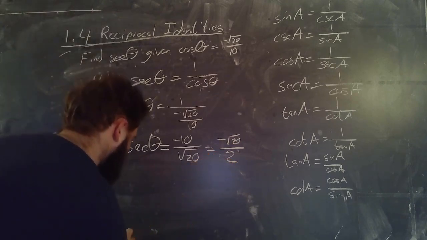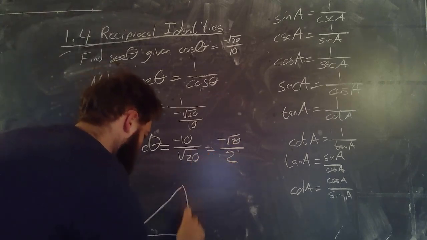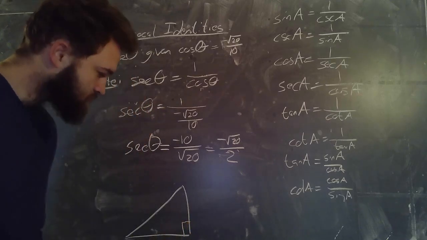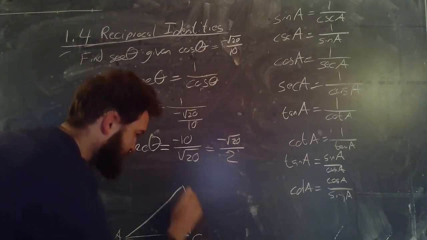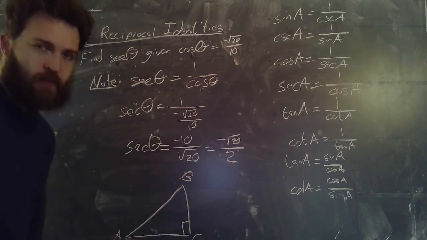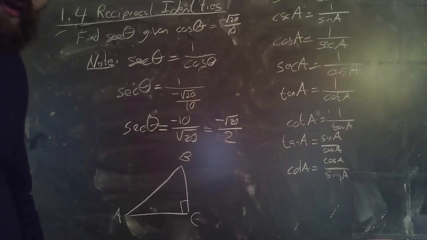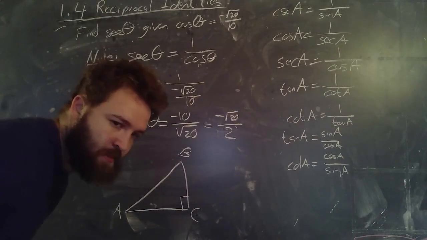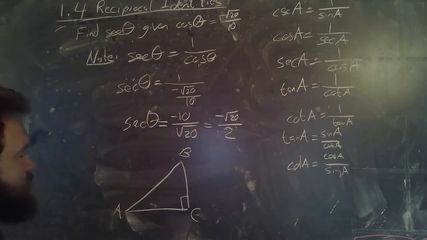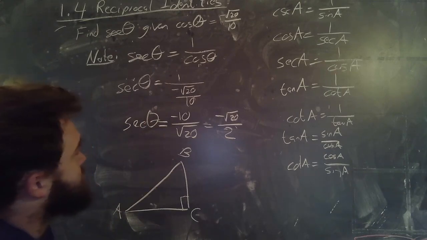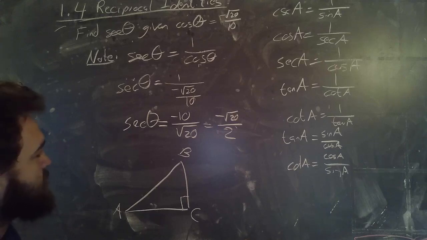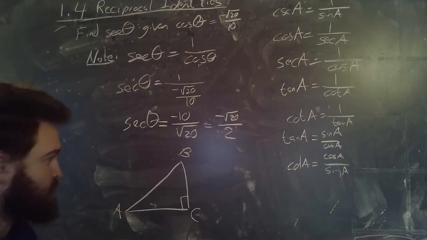And if we wanted to draw a triangle here in standard position, where this is A, this is C, and this is B, I need to move my camera down just a little bit. Sorry. Okay, so if we wanted to draw this triangle, what we're going to notice is that the secant ratio is defined as C over B.